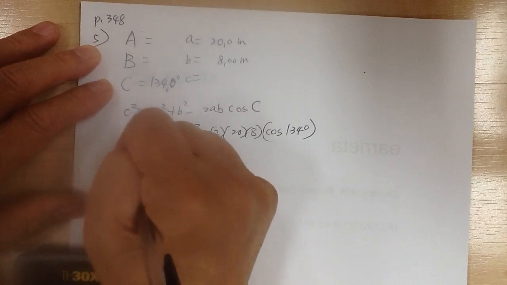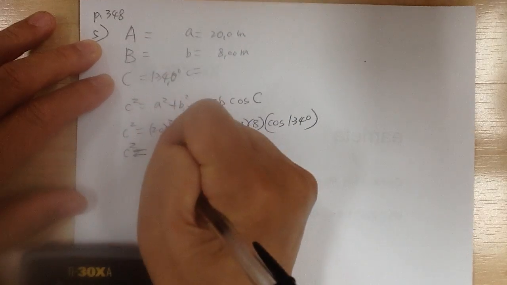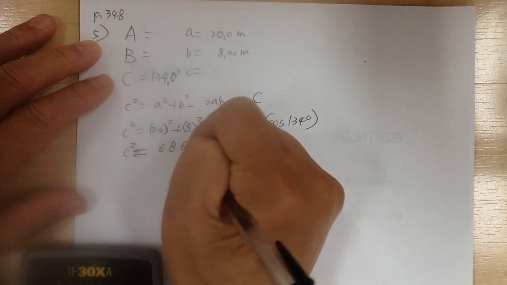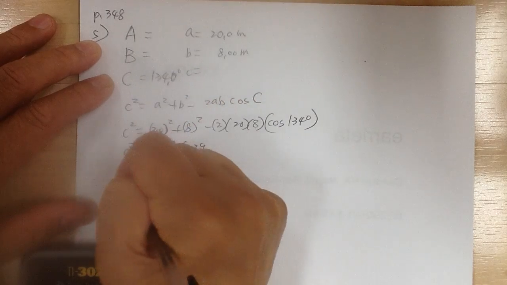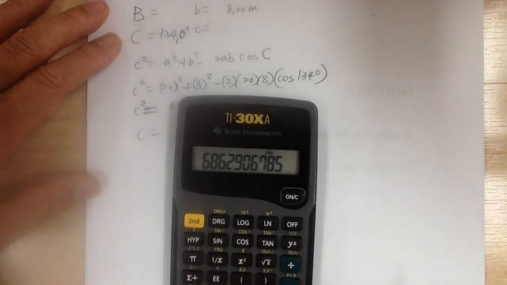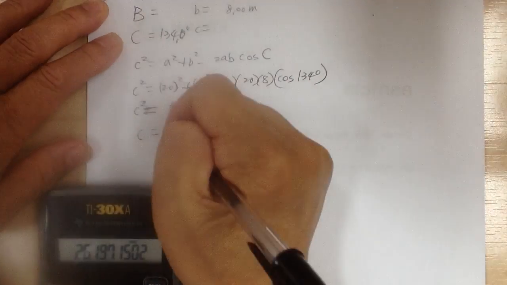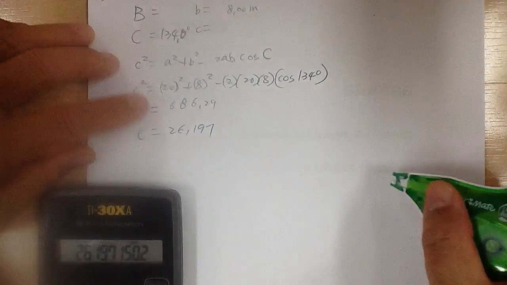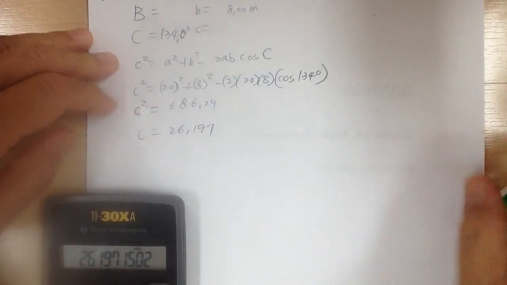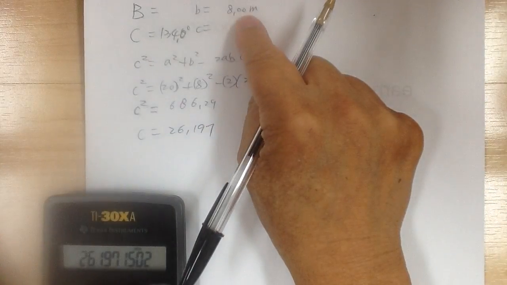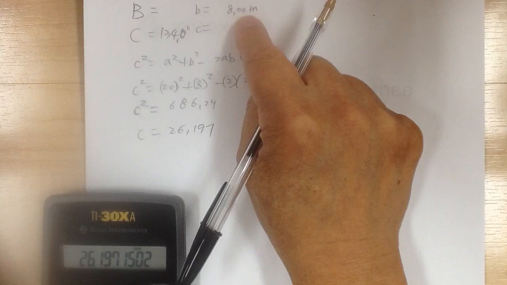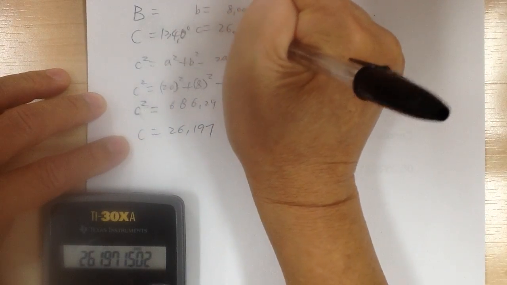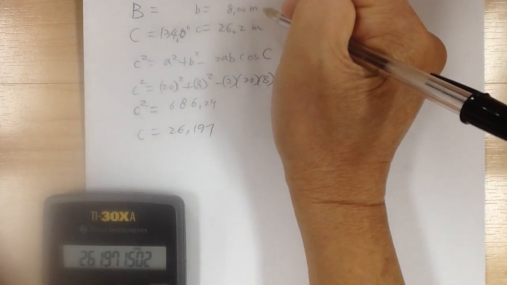So I got C squared is equal to 686.29. So C equals, so take the square root of that. I get 26.197. Okay. And over here they use 3 significant digits. So if I use 3 significant digits, I get 26.2 meters.